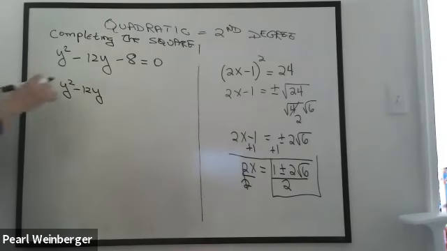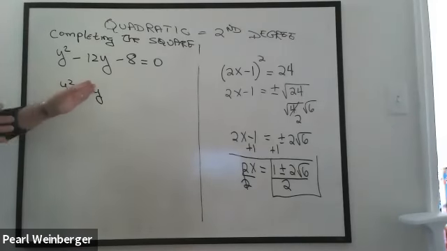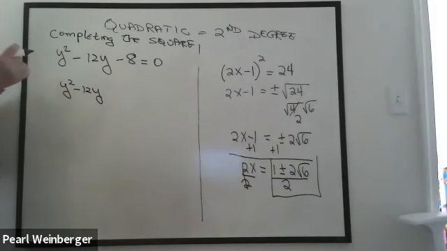Now, I want to add a number to this binomial. I want to add a third number, a plain number, so it'll become a trinomial that's a perfect square binomial. And if I remember the pattern, then I'll be in good shape.